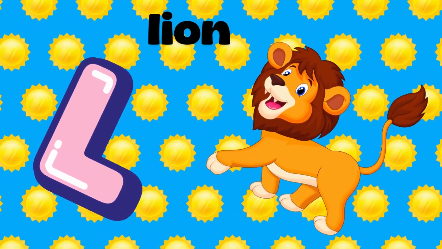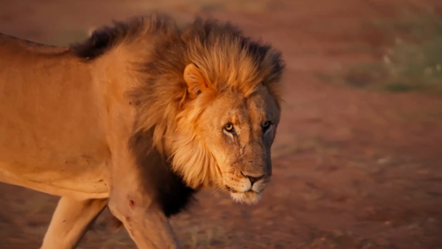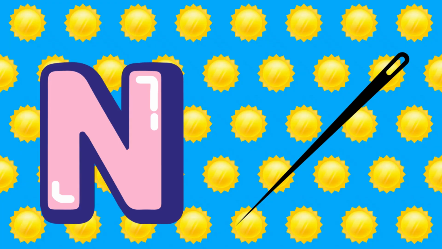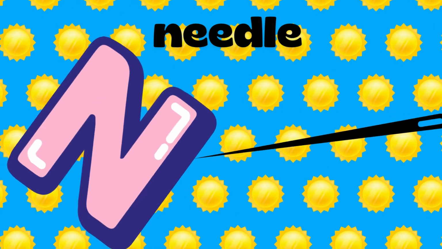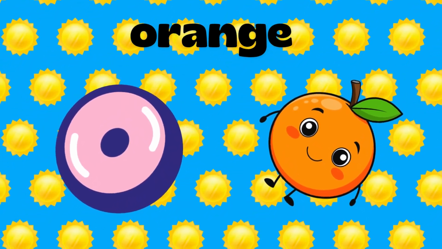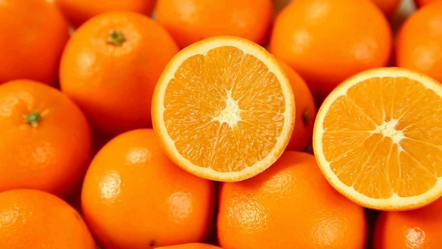L is for lion, L lion. M is for monkey, M monkey. N is for needle, N needle. O is for orange, O orange.